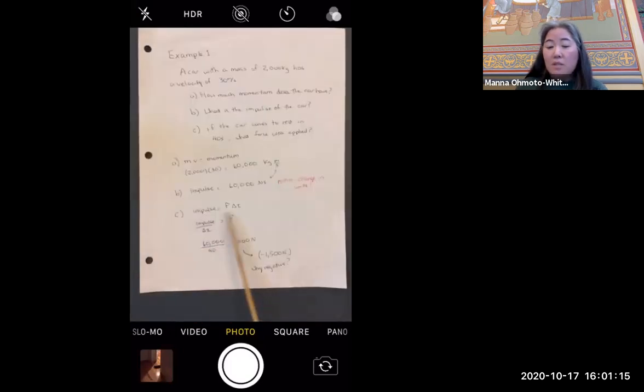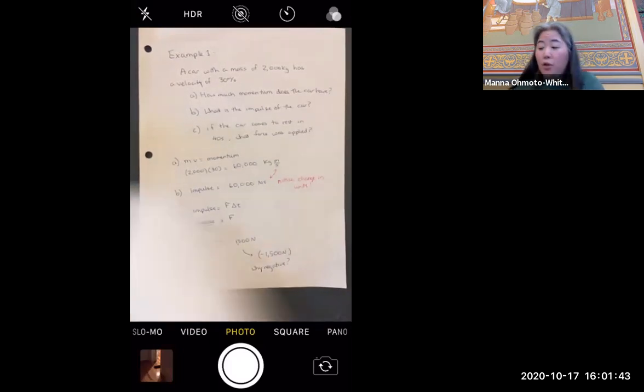Impulse is also the change in momentum. How much effort it would take is how much force I have to apply over how much time. So 60,000 is my impulse, and I'm trying to apply it for 40 seconds. My force is going to be 1,500 newtons. That's actually going to be a negative 1,500 newtons. So let's figure out why.